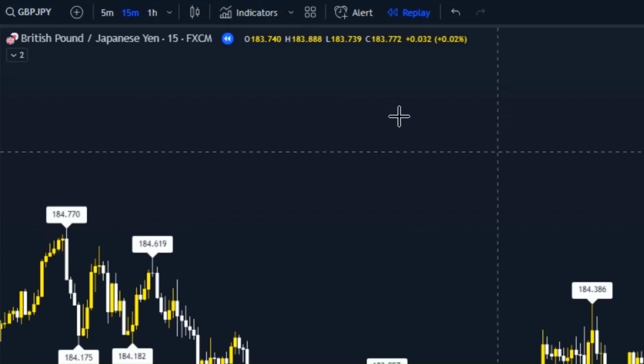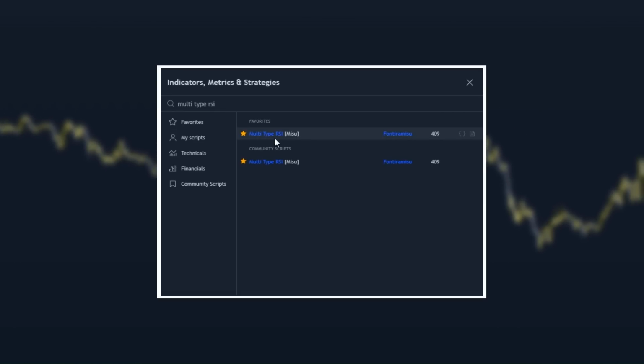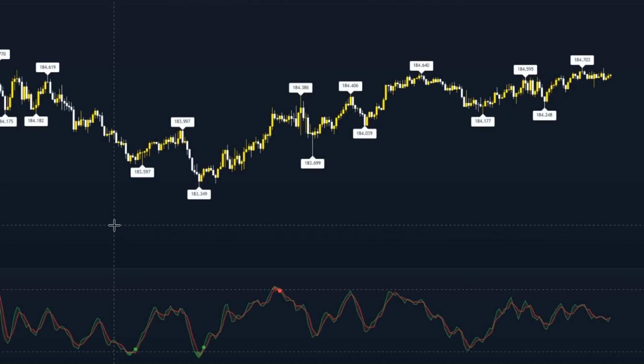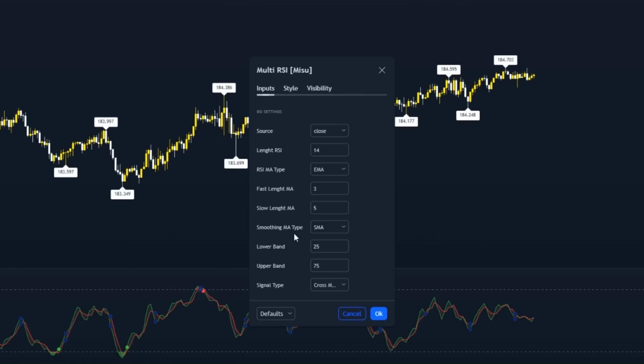And the second indicator we're going to add, you're going to want to type in multi-type RSI, and it is this multi-type RSI indicator right here. Add this one to your chart and it will look something like this. This is what your settings want to look like.